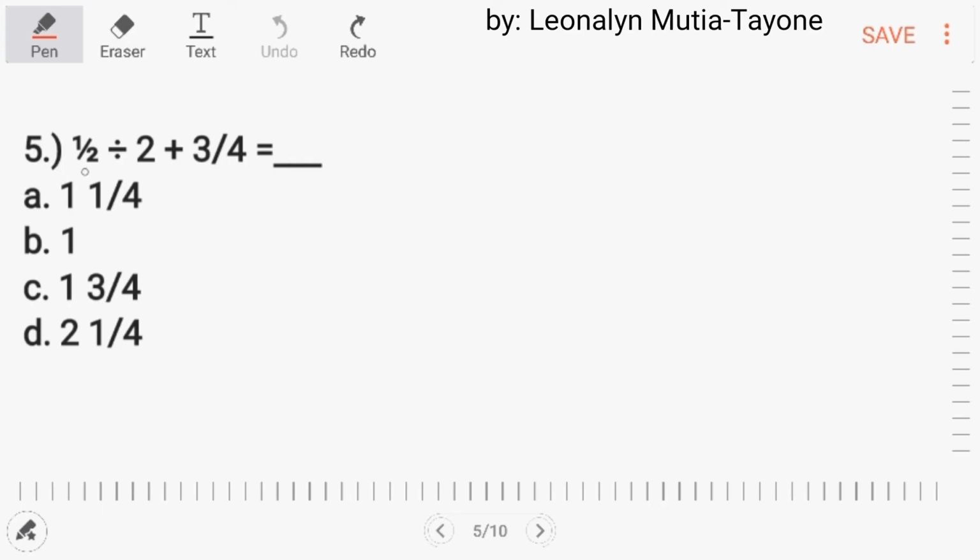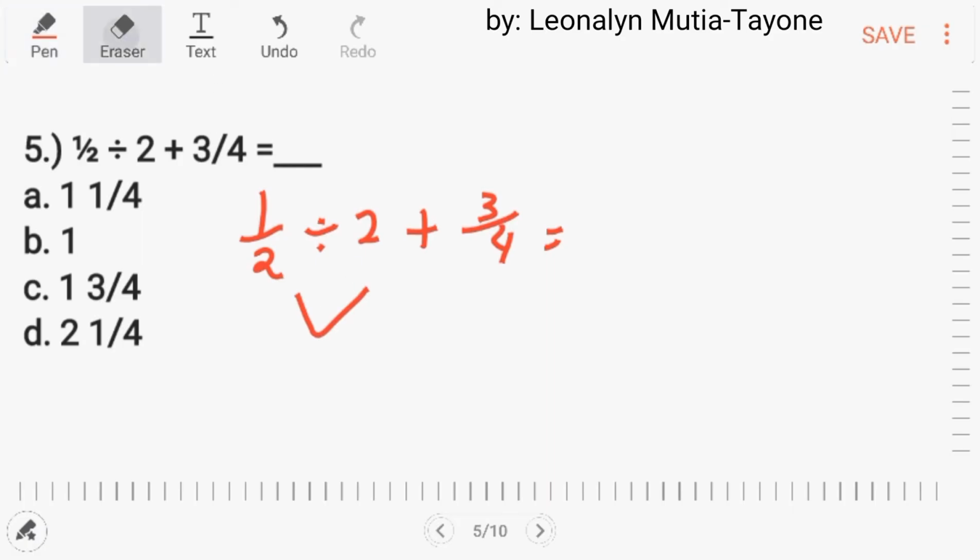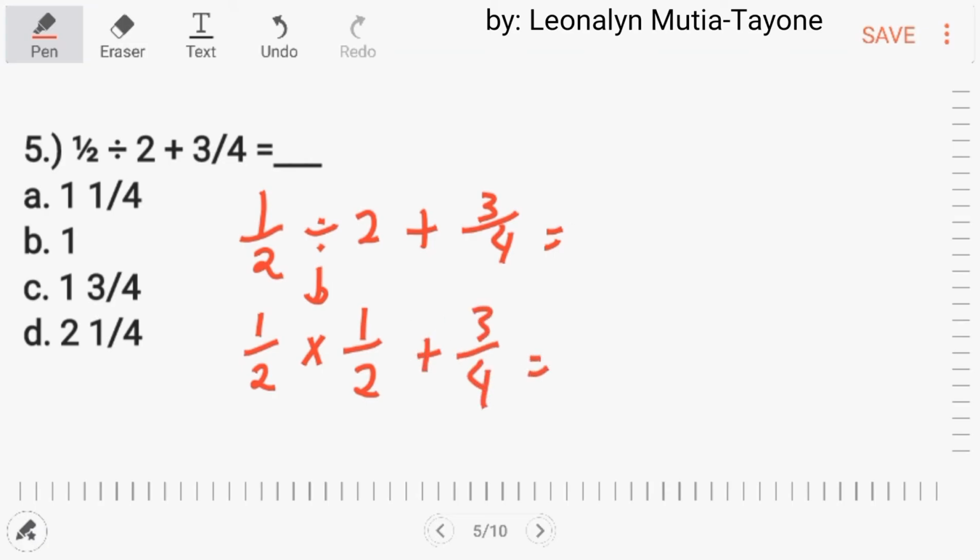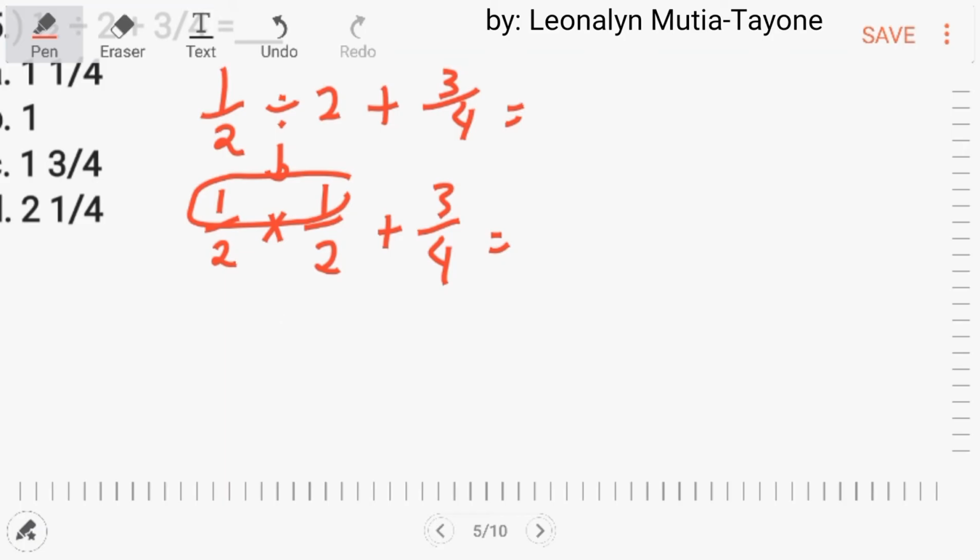Number 5. 1/2 divided by 2 plus 3/4. So, mag-apply tayo ng division of fraction. Plus 3/4. So, sa PEMDAS, unahin muna natin yung division. Kasi division lang nandito, walang multiplication. So, 1/2 divided by 2, palikopyahin lang si 1/2. At saka si division maging multiplication. At reciprocal ni 2, which is 1/2. Plus 3/4. So, ito ay multiply natin numerator to numerator, and that is 1. Denominator to denominator, and that is 4.